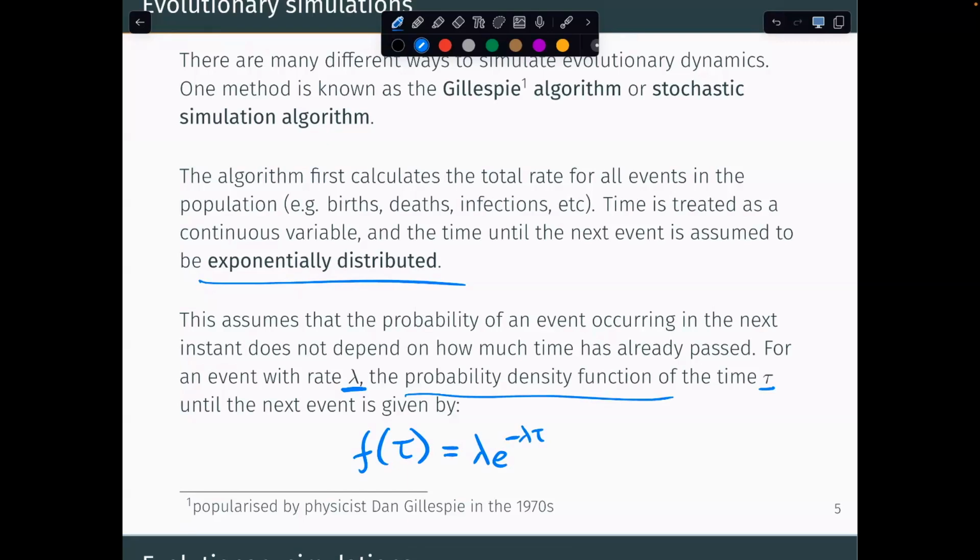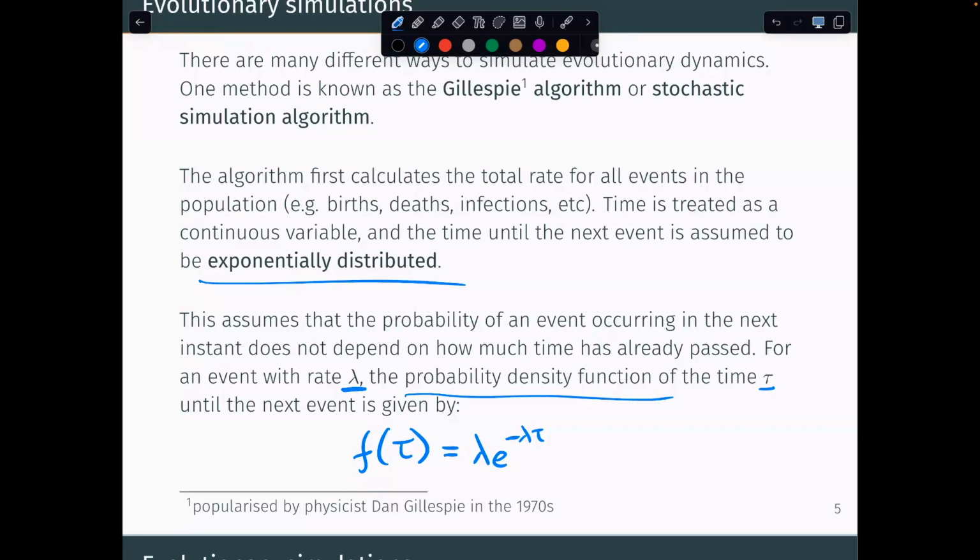Like I say, you don't know the time until the next event occurs, and this is what we want to work out, but we're assuming that just because an event has occurred at, say, t equals 5, that doesn't mean that it's more likely that an event is going to occur at t equals 6 or t equals 10 or whatever. This rate lambda basically treats everything as resetting, if you like. There's no memory in the system.